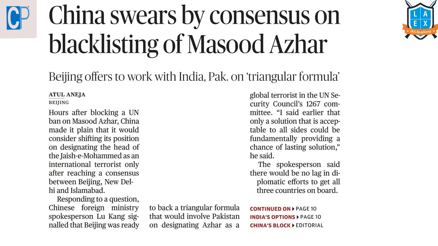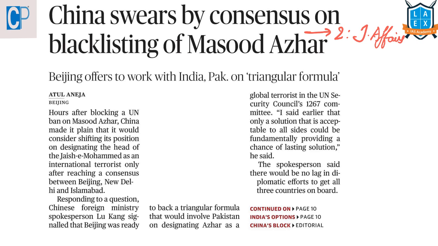The next article is China swears by consensus on blacklisting of Masood Azhar. This article comes under GS Paper 2 under the topic of international affairs.